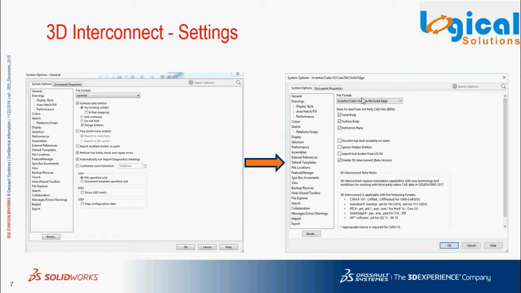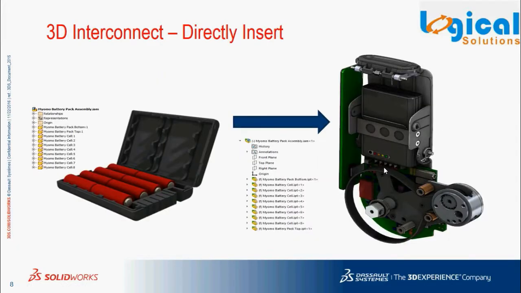This is only a beta version. We can use the complete full version from SOLIDWORKS 2017 Service Pack 2. As discussed, in this first case, a battery pack assembly which is designed in Autodesk Inventor needs to be incorporated into the MyMO control module designed in SOLIDWORKS.